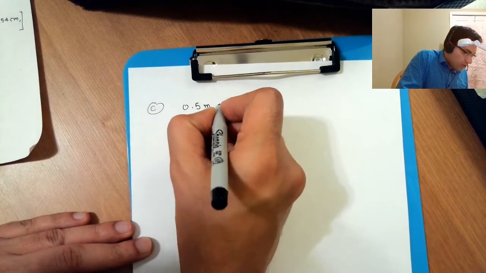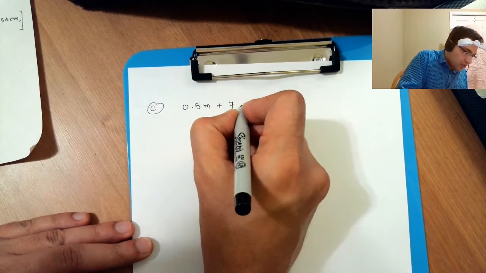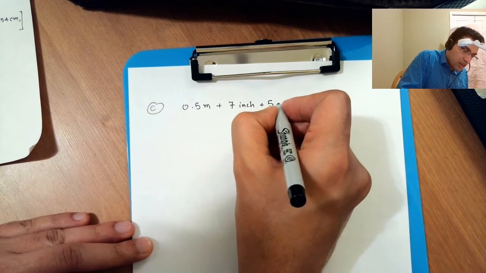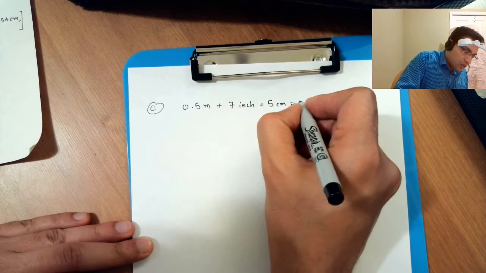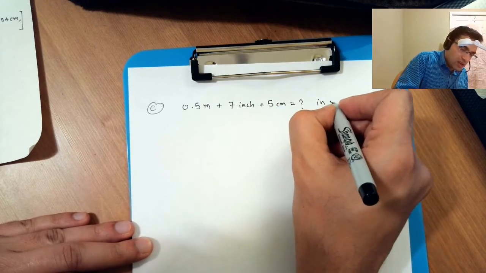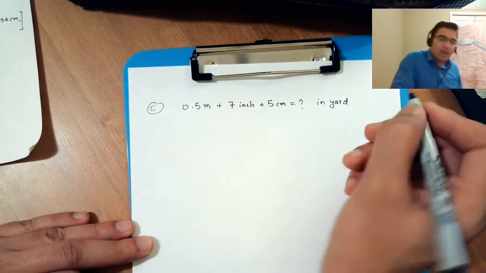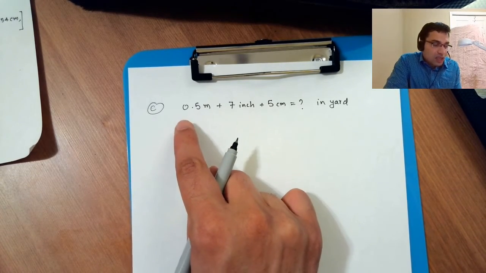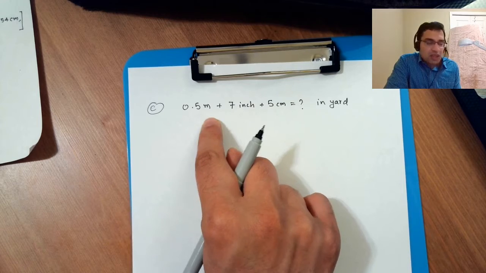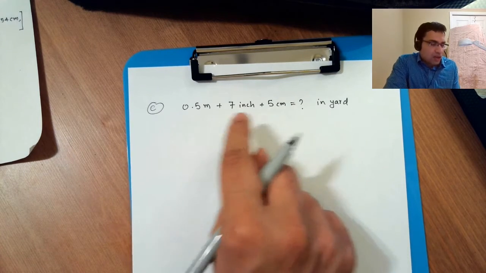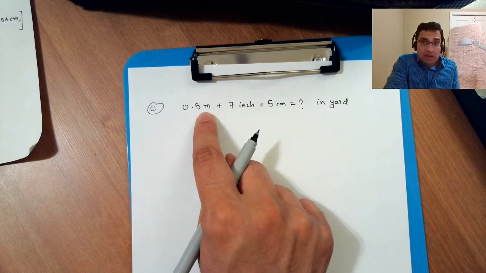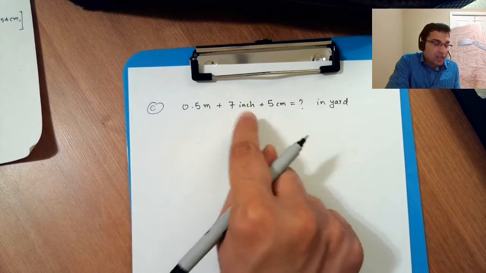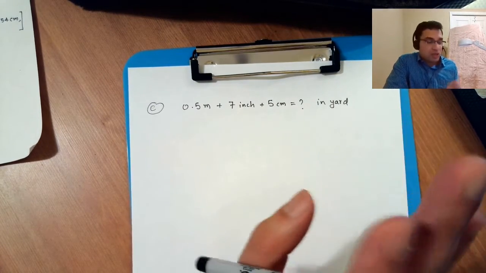0.5 meter plus 7 inch plus 5 centimeter. What is this in yard? All right. So there are a few different ways you can do this. You can either convert everything to something intermediate, like meter, and then add it and convert it to yard, or you can directly convert each to yard and then add them. You can do either one.